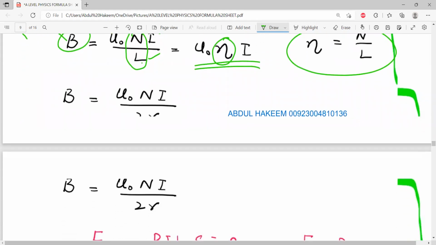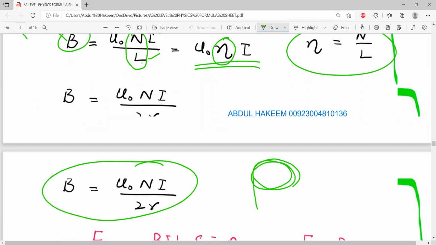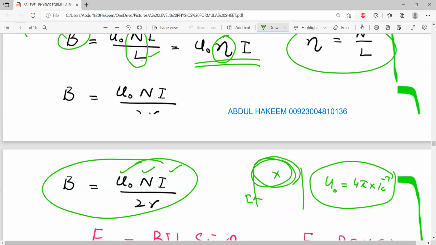And then this formula is for a flat circular coil. The magnetic flux density at the center of the coil will be mu naught N I over 2 times the radius. Now, from 2022 onward, the mu naught value will not be mentioned in the data sheet. Its value is 4 pi times 10 to the power minus 7. We have to remember it.